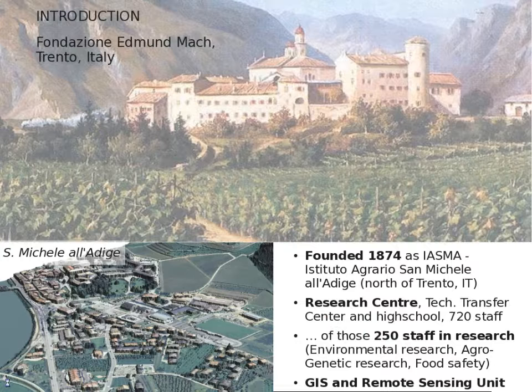First, a few words about the institution I work for and my work group. I work for the Fondazione Edmund Mach, which is located close to Trento, northern Italy. It was founded in 1847 as Istituto Agrario San Michele all'Adige. Today it consists of a research center, a technology transfer center and a high school with more than 700 staff. Of those, 250 work in research. I am the head of the GIS and remote sensing unit of the research center.